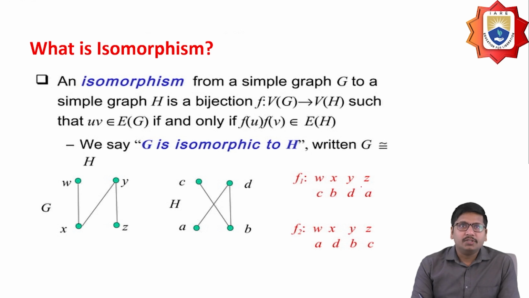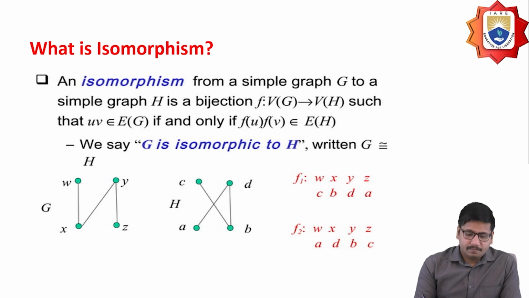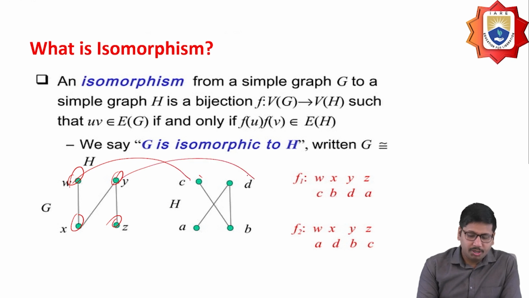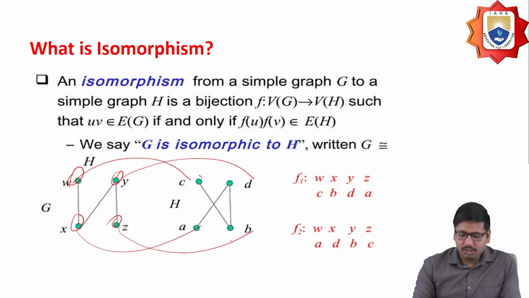So what is isomorphism? An isomorphism of the graph G is a simple graph with a bijection, and we can say G is isomorphic to H. So if I have a mapping like this, X, Y, X, W, X, Y, and Z. For this similarly I have, for W I have C, for Y it should be D, and X it should be A, and Z should be C.